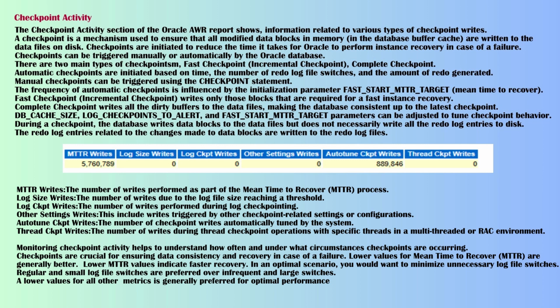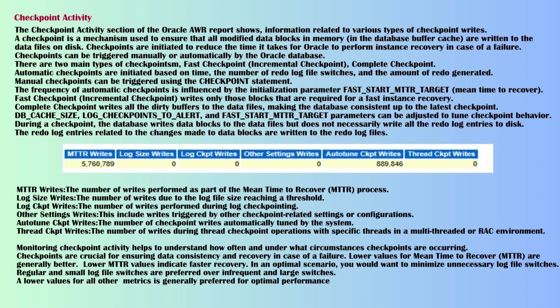Autotune CKPT writes: the number of checkpoint writes automatically tuned by the system. Thread CKPT writes: the number of writes during thread checkpoint operations with specific threads in a multi-threaded or RAC environment. Monitoring checkpoint activity helps to understand how often and under what circumstances checkpoints are occurring. Checkpoints are crucial for ensuring data consistency and recovery in case of a failure. Lower values for mean time to recover, MTTR, are generally better. Lower MTTR values indicate faster recovery.